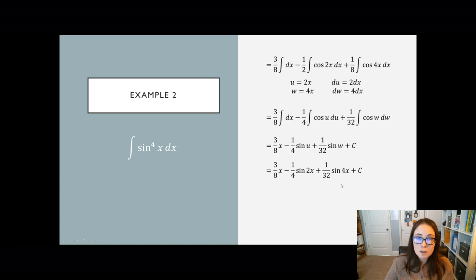Okay, so these can get kind of long. The higher the exponent, the more work they're going to be. So take your time, give yourself some space, and be really careful with those fractions. Use your calculator for those. Okay, so there's our example of how to deal with an even exponent.